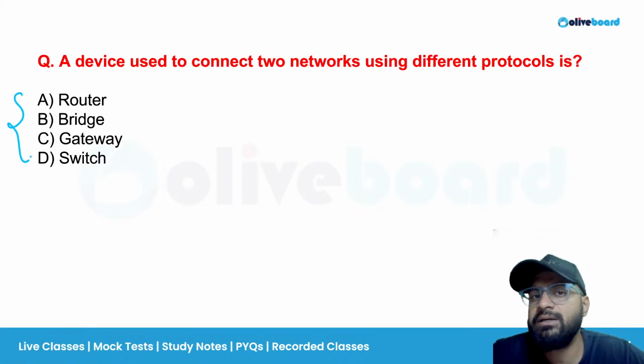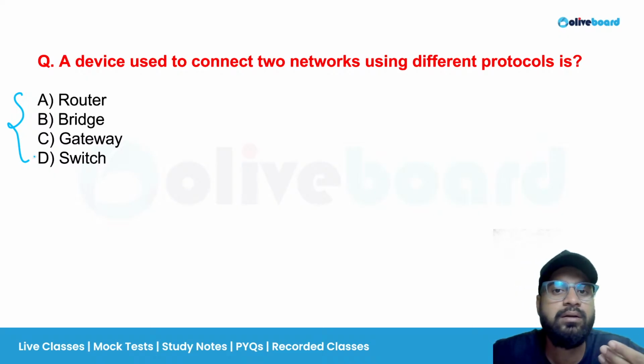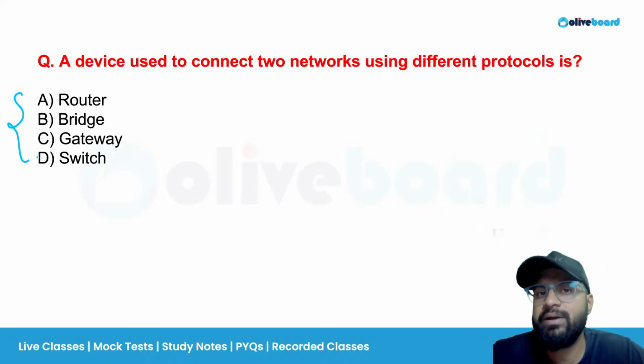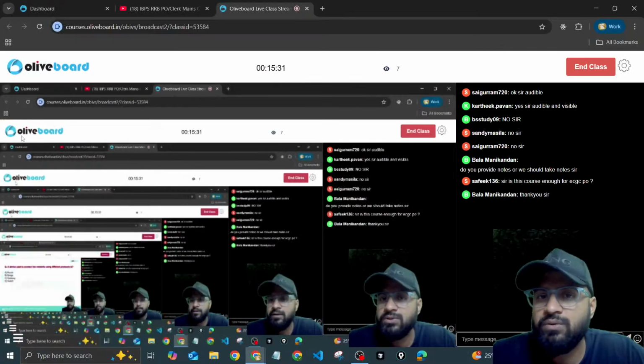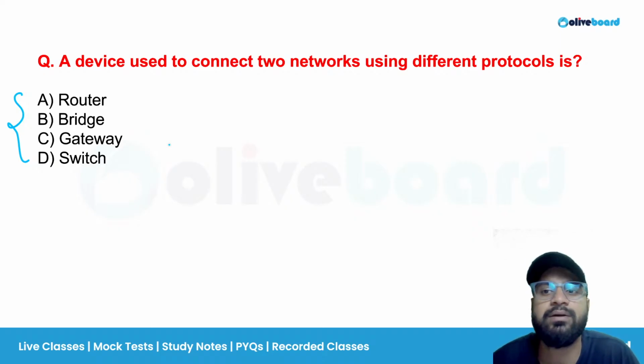We have started discussing what kind of questions you will get from the different topics, so that you get an idea of how to prepare this computer awareness section. This question I already told you is from which topic. We will see different types of questions here. Which will be the correct answer, students? A device used to connect two different networks using different protocols.